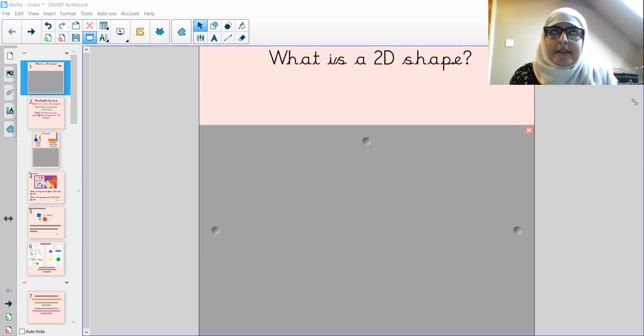Okay, so we will be doing some maths with Miss Khan today. I want you to have a little think in your head, retrieve some old learning. What do you think a 2D shape is? What is a 2D shape? You might want to have a little chat with someone at home, or someone at school if you are in school.